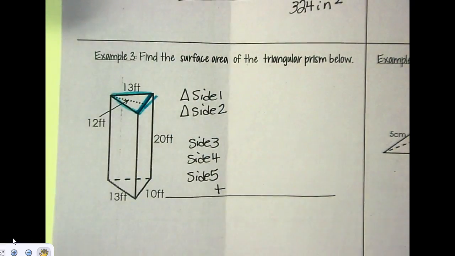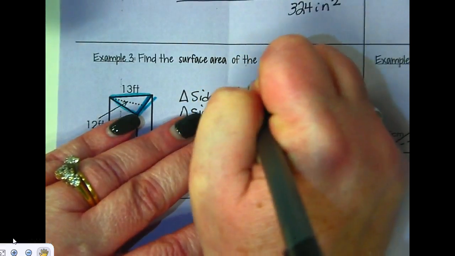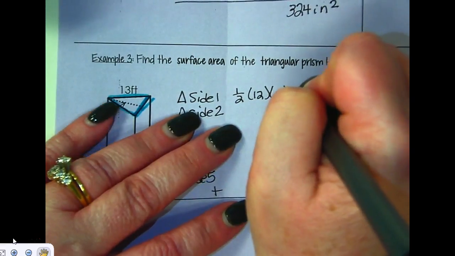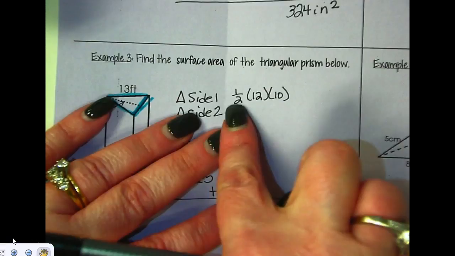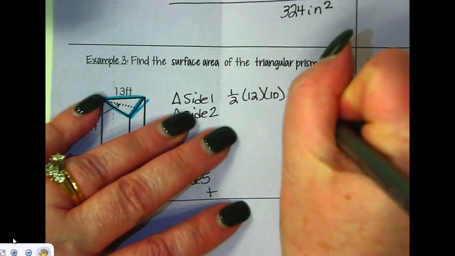So it's 1/2 of 12 times 10. And 12 times 10 is 120. And half of 120 is 60. Or I could say half of 12 is 6. And 6 times 10 is 60.